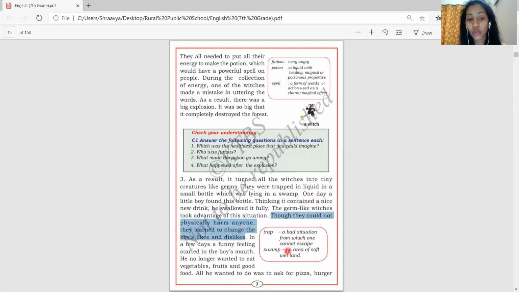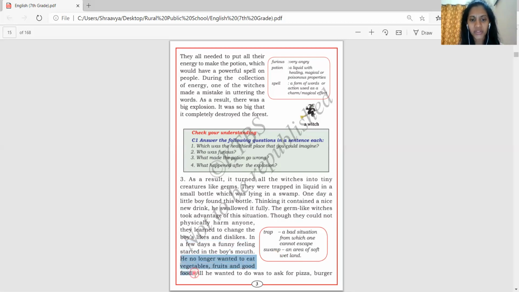Though they could not physically harm anyone, they learned to change the boy's likes and dislikes. So because they got consumed, they went inside the boy's body, correct? In a few days, a funny feeling started in the boy's mouth. So because this boy drank this and these little witches like germs were in the liquid, he started feeling something funny, like his mouth tasted weird.